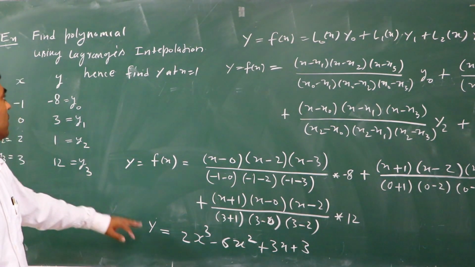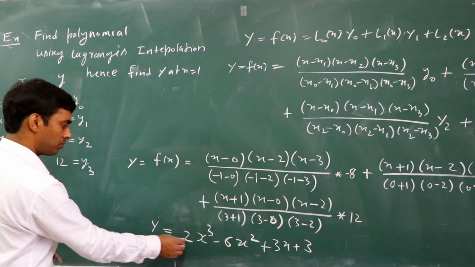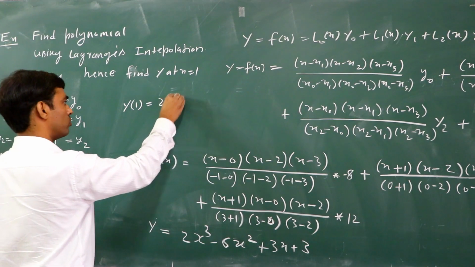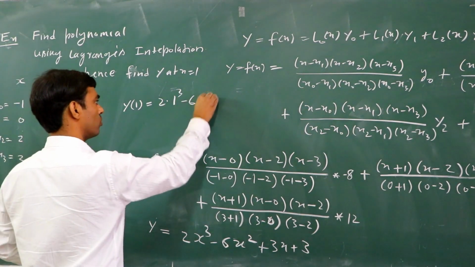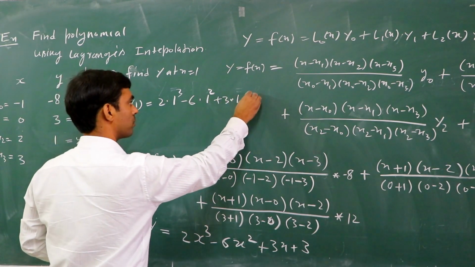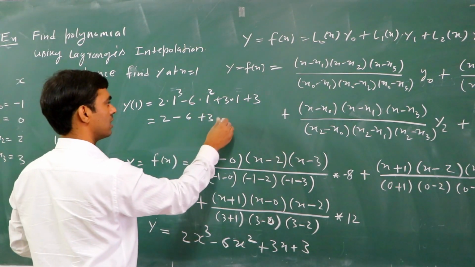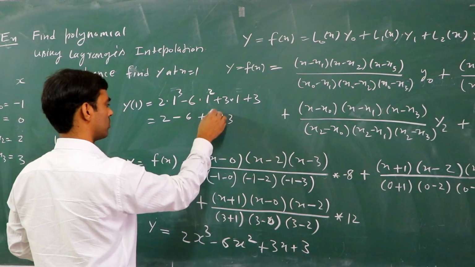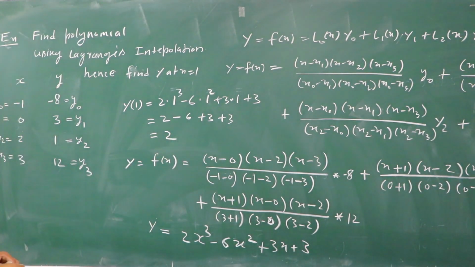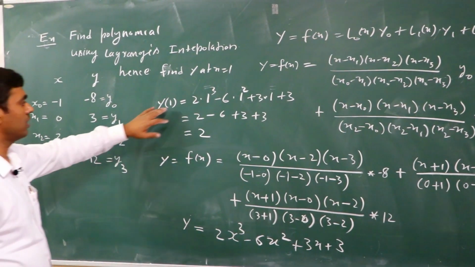This one is a polynomial. To find the value of y at x equal to 1, we put x equal to 1. So y(1) equals 2 into 1 cube minus 6 into 1 square plus 3 into 1 plus 3. If we simplify, this is 2, this is minus 6, this is plus 3, this is plus 3. So 6 minus 6 and the value becomes 2. So at x equal to 1, the value of y becomes 2.